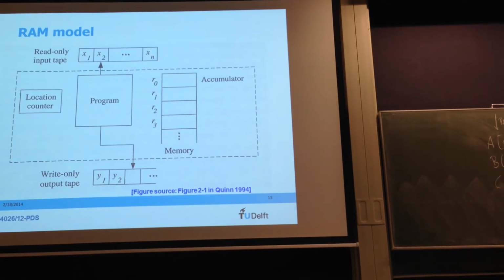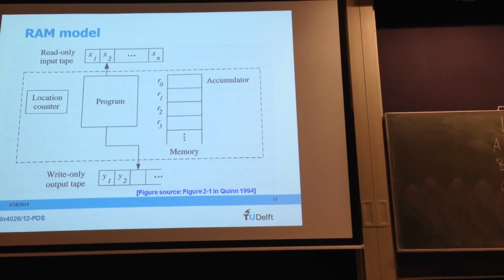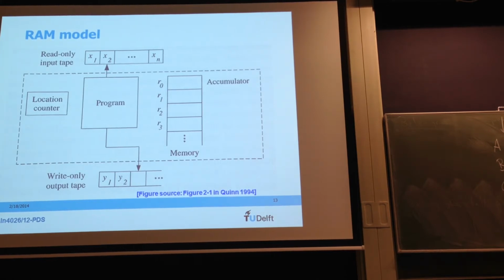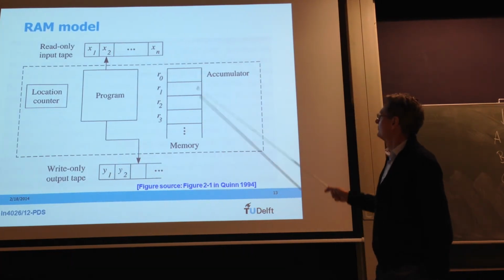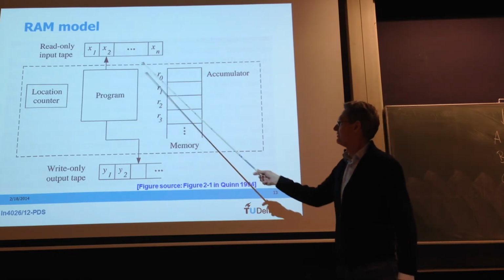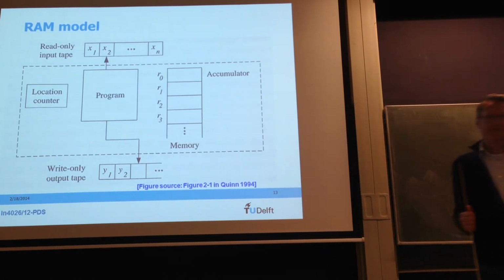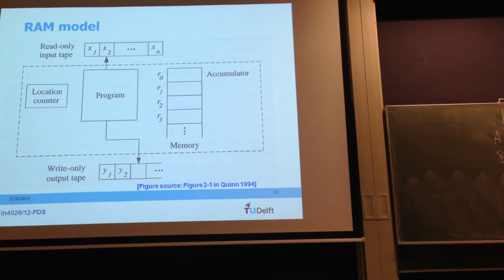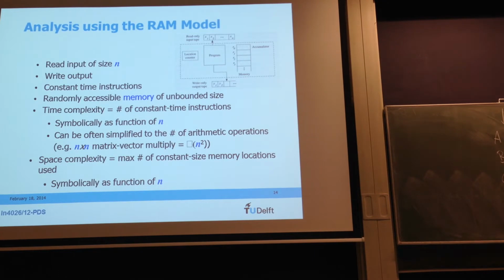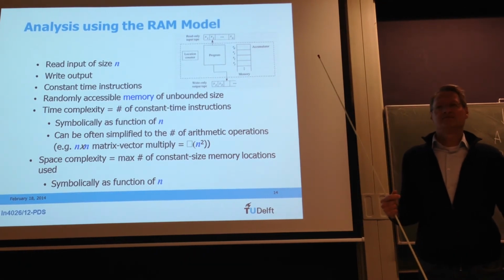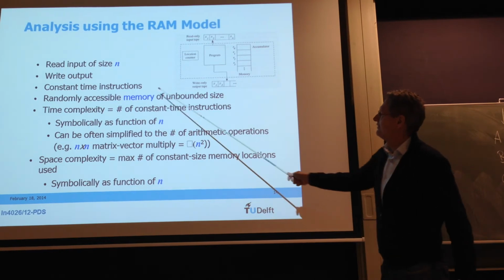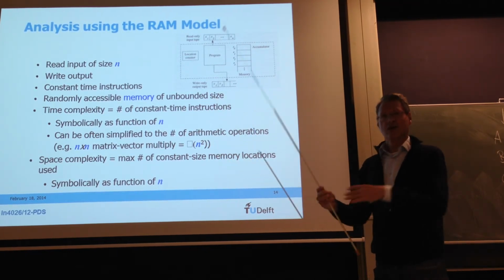Now, how does it work? Well, the RAM model is quite simple. We have kind of a read-only input tape of symbols. We have a write-only output tape of symbols. We have in a memory, a location counter, a very simple machine to execute on. Now, what does it boil down to? Well, we read an input of size n in our calculation. We have constant time instructions, so every instruction we have uses constant time, right? We have a random accessible memory of unbounded size, so no limitations.